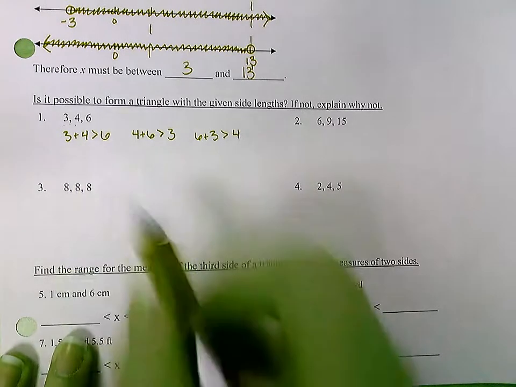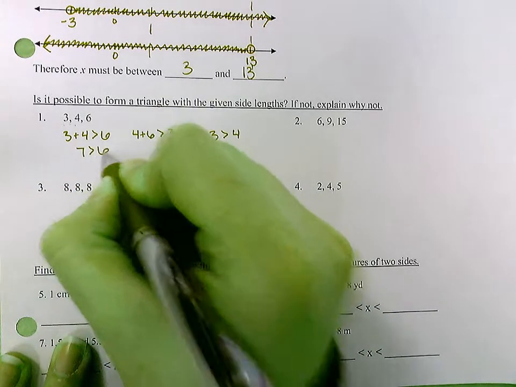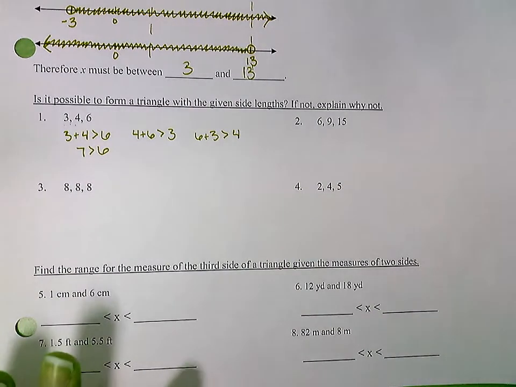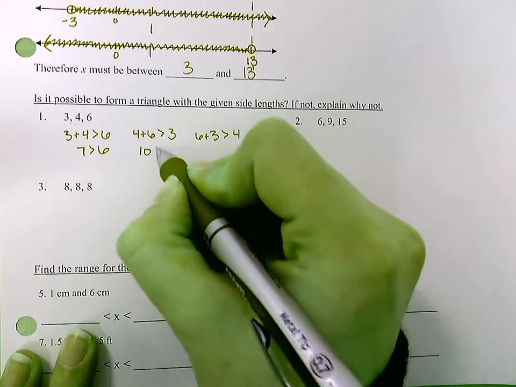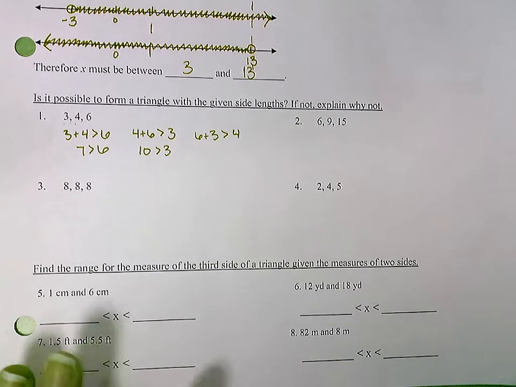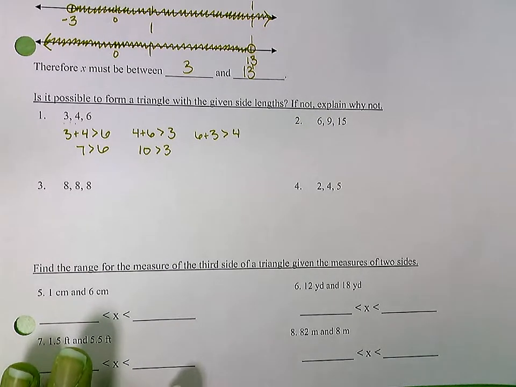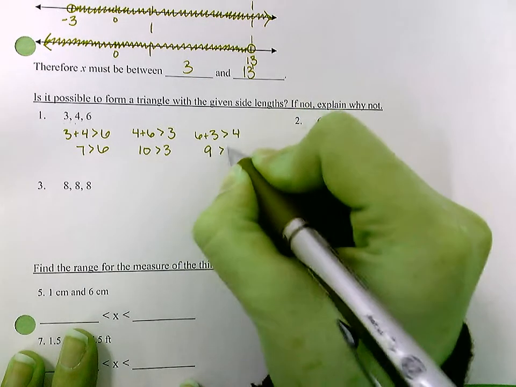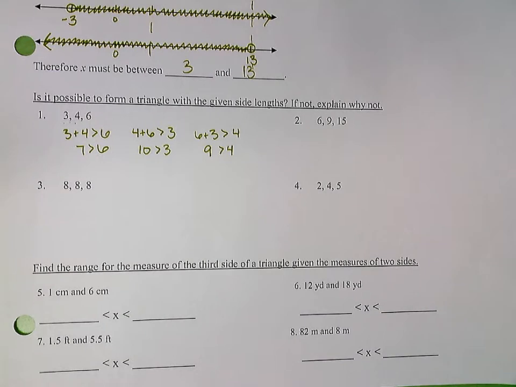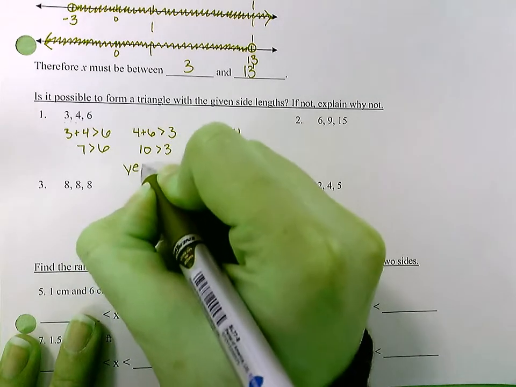Okay, so I have 3 plus 4 is 7. Greater than 6, is that a true statement? Yes. Then I have 4 plus 6 is 10. Greater than 3, is that a true statement? Yes. Last one is 6 and 3 is 9. Greater than 4. That is also a true statement. So if all of these are true statements, then yes, this is a triangle.